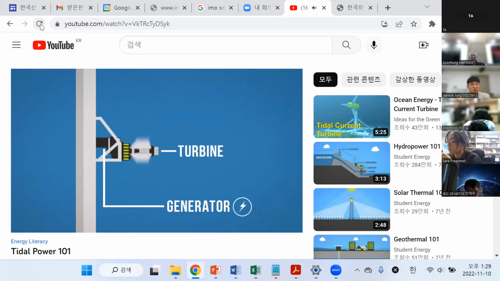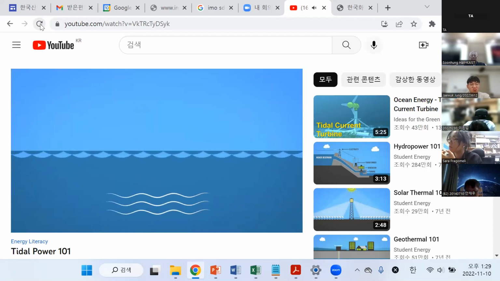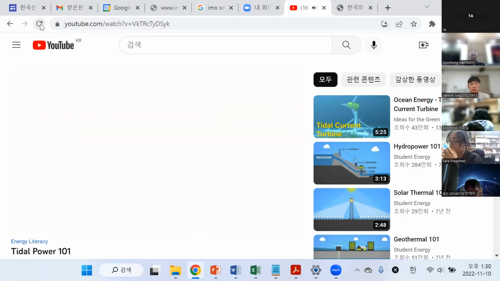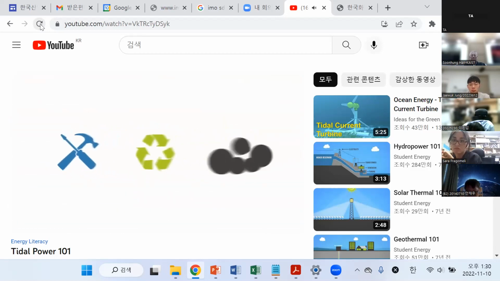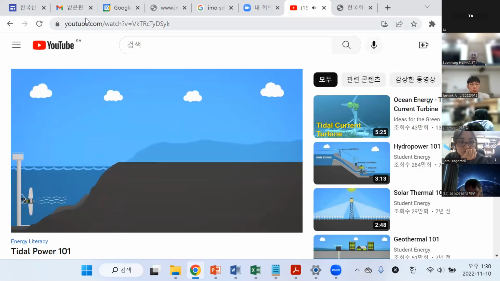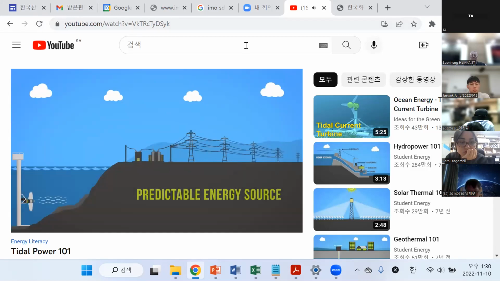The generator produces electricity. Ocean currents generate relatively more energy than air currents because ocean water is 832 times more dense than air and therefore applies greater force on the turbines. Tidal power is easy to install and renewable, having no direct greenhouse gas emissions and a low environmental impact. Because the ocean's tidal patterns are well understood, tidal energy is a very predictable energy source, making it highly attractive for electrical grid management.